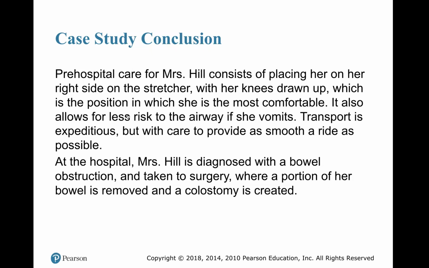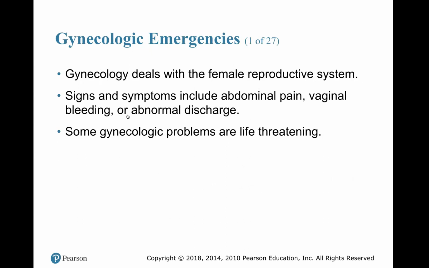At the hospital, Ms. Hill is diagnosed with a bowel obstruction and taken to surgery, where a portion of her bowel is removed and a colostomy is created. All right, gynecologic emergencies. Gynecology deals with the female reproductive system. Signs and symptoms include abdominal pain, vaginal bleeding, and abnormal discharge. Some gynecologic problems are life-threatening.